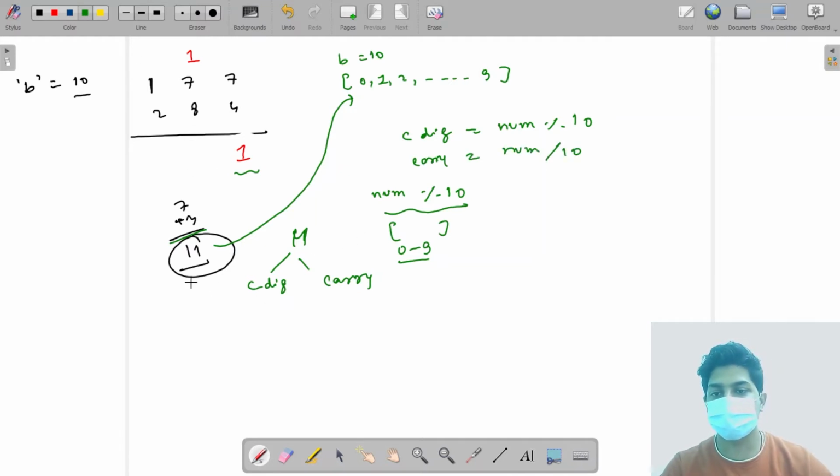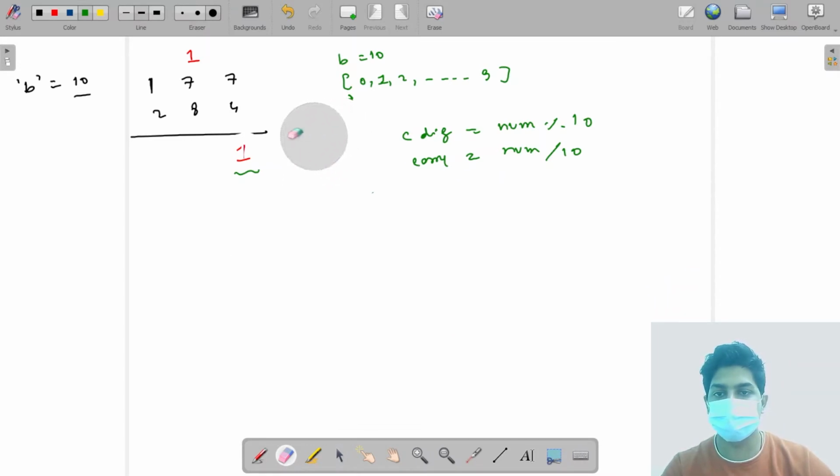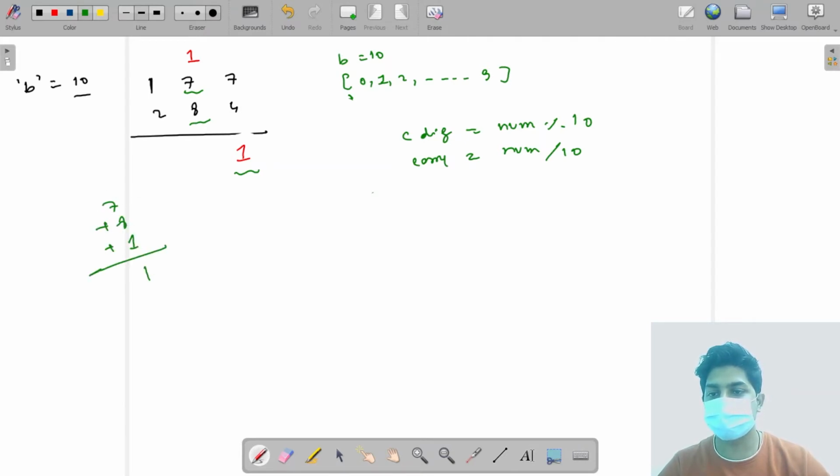Now let's apply the same formula over here, whether it is working fine or not. For 11, the current digit: we take modulus by 10, we get 1, and we have written 1. Correct. For carry, we divide by 10, we get 1, and we have passed 1 as carry. So this is working fine. Now let's move on to the next two digits. This time we will add 7 and 8, and the carry is 1. So 7 plus 8 plus 1 is 16.